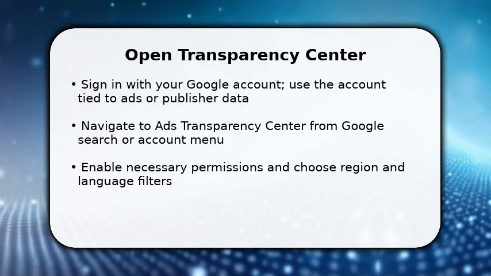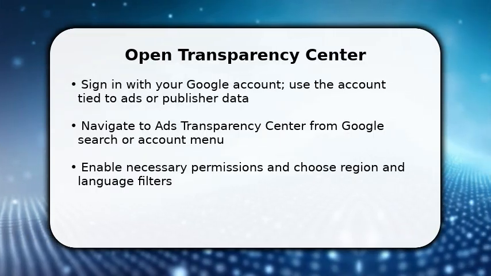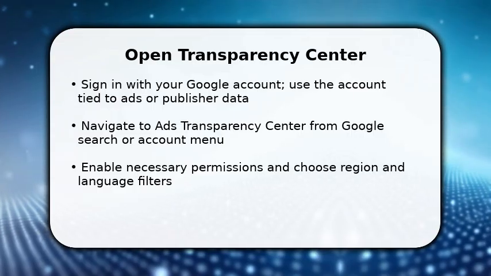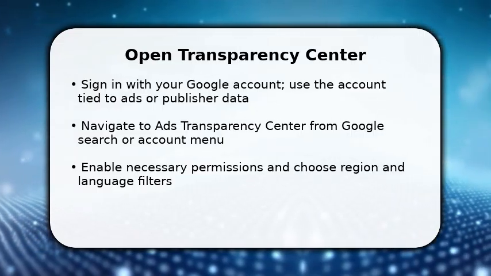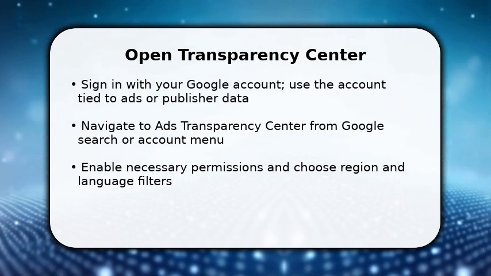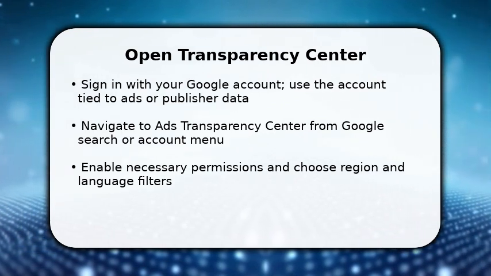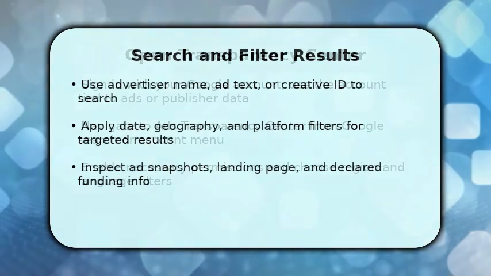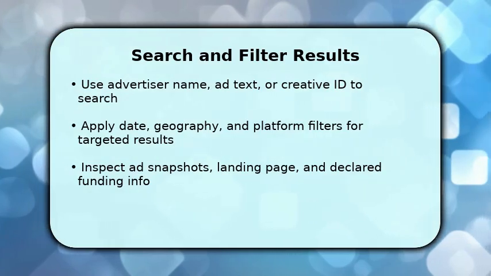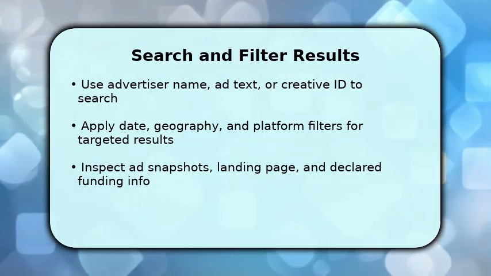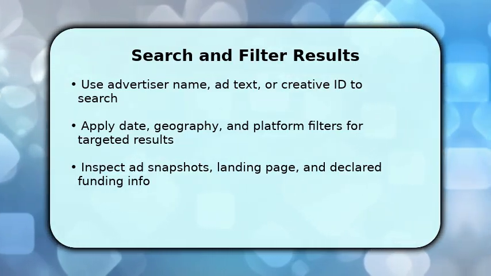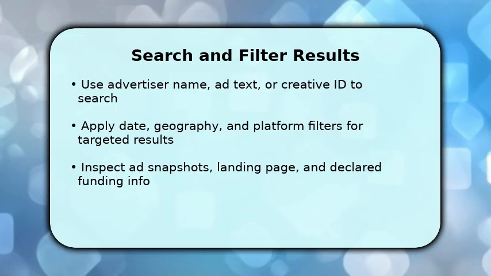Next, set your region and language filters to match the campaign you're analyzing, because that narrows results and speeds up later searches. Now you're ready to search for specific ads or advertisers. You'll now run focus searches using advertiser name, visible ad text, or creative ID. Once you see results, apply date ranges, geography, and platform filters to remove noise. This helps isolate the relevant creatives quickly.